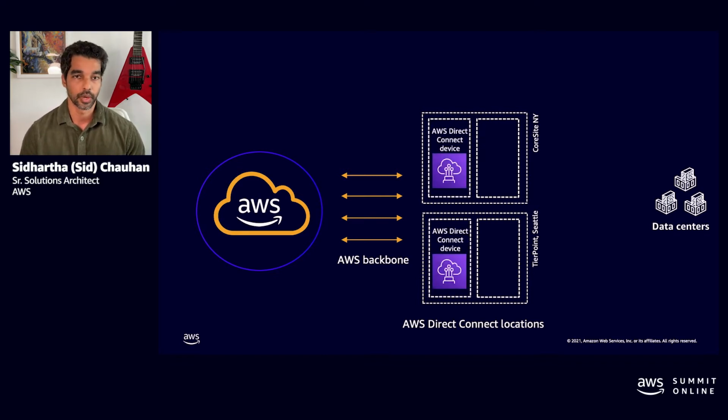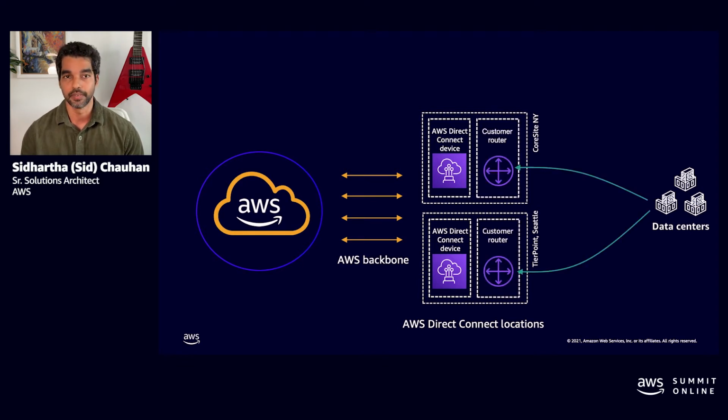Within these Direct Connect locations, we have what we call the AWS Direct Connect devices in AWS-owned cages. Now, you will establish connectivity from your data centers to these Direct Connect locations. You can host your routers in cages in these co-location facilities. And if you don't have this presence, you can reach out to any of AWS's networking partners or your own ISP and request connectivity.